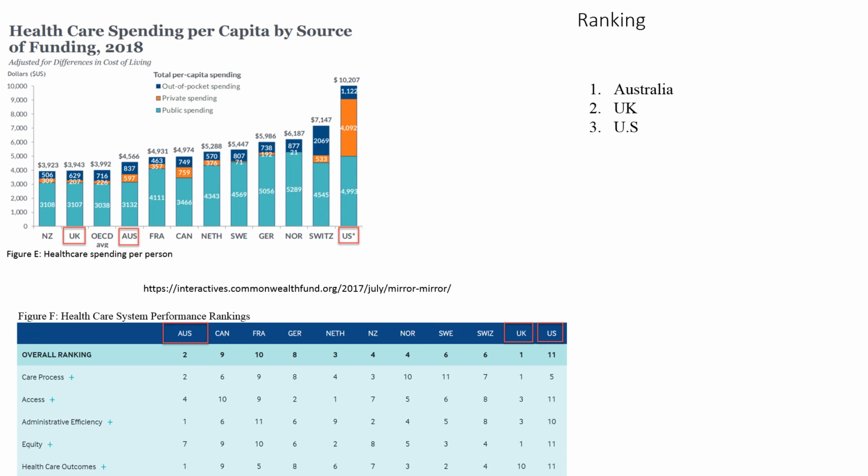So let's talk about ranking finally. Sorry this took so long. So ranking, I'll go Australia first when it comes to healthcare coverage, UK number 2, and US. The reason for that is that if you look at expenditure, the US spends a lot of money per person. Look at that, $10,000. The UK is less, and then next is Australia.